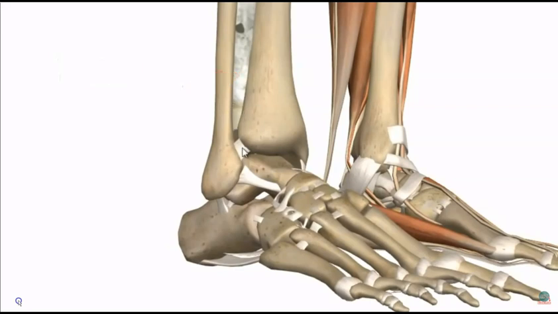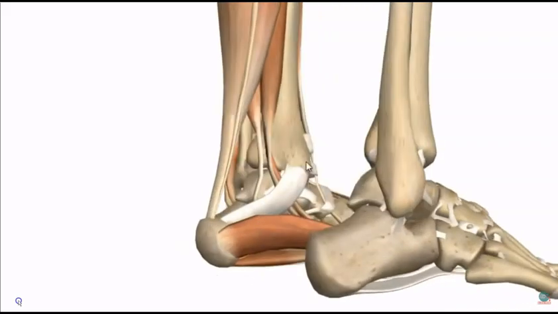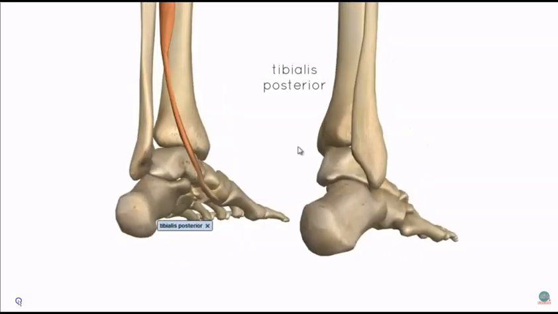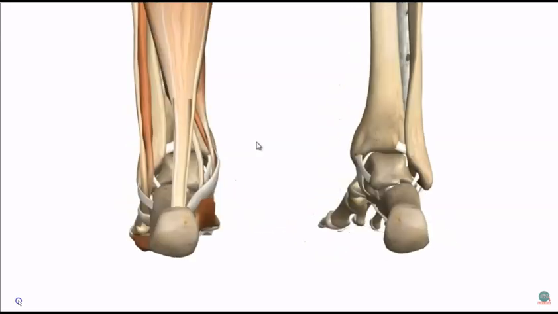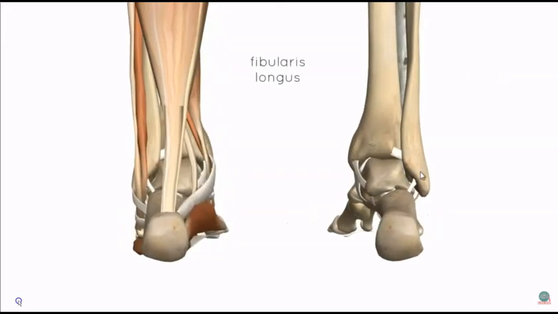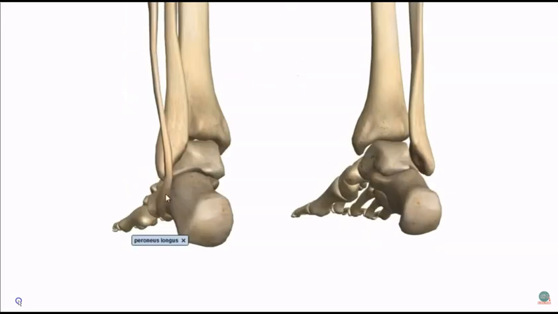If I rotate around to the back, you can see there's a groove on the back of the tibia on the medial surface. This is a groove for the tendon of the tibialis posterior muscle. You can see this muscle over here running behind that groove. And then laterally, you've got the malleolar fossa on the medial surface of the lateral malleolus, and you've also got a groove for the fibularis longus muscle. You can see this muscle running in that groove.